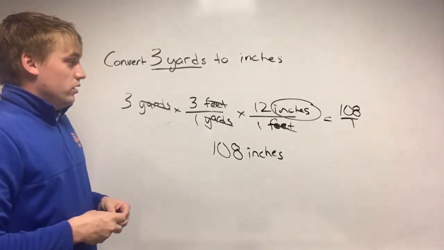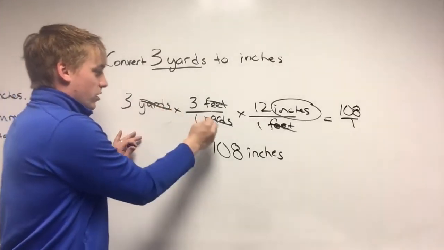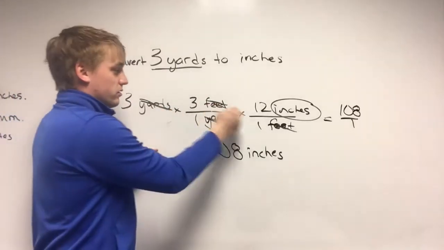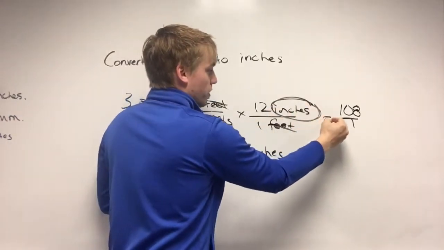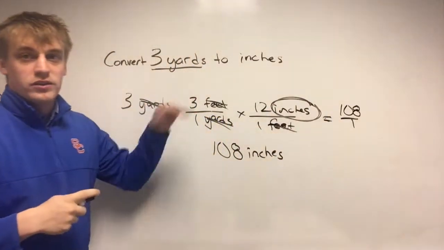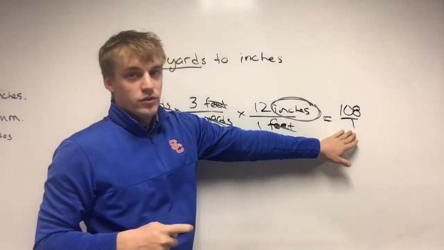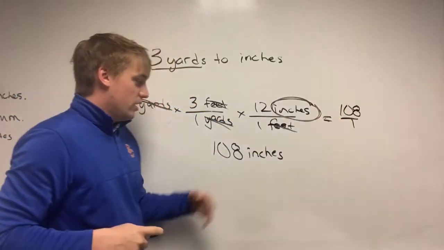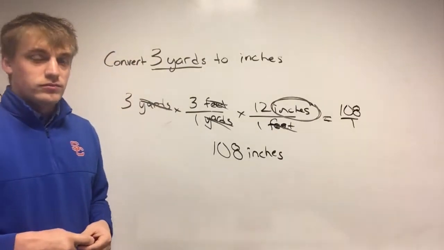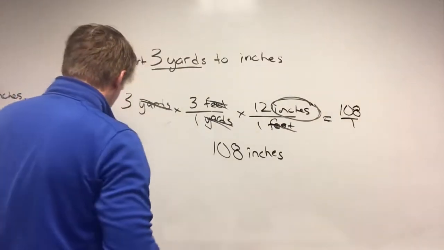So it's important that we are able to cross-cancel the labels until we get to the one that we want, and then we write an equal sign and we multiply on the top and the bottom. If we were to get a number other than 1 on the bottom, we would divide, and that would be our answer. Okay, let's try another one.